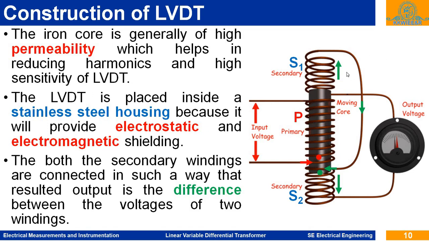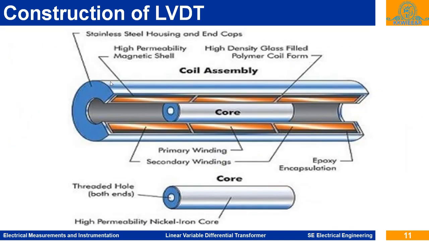So here E1 is induced, E2 is induced, and there is a difference because of the direction of current through S1 and S2, which creates the difference, so it is called a differential transformer. Again, the colored cross-sectional picture is shown here.